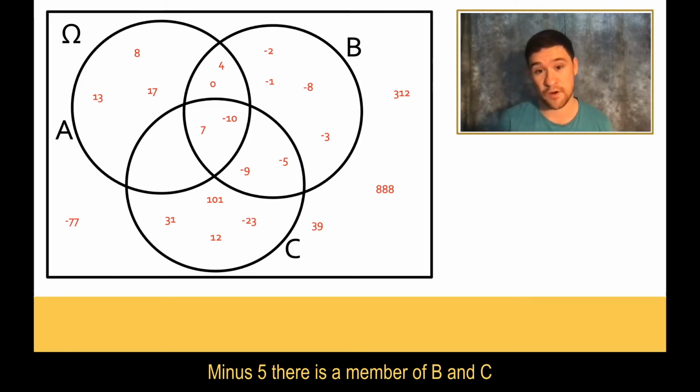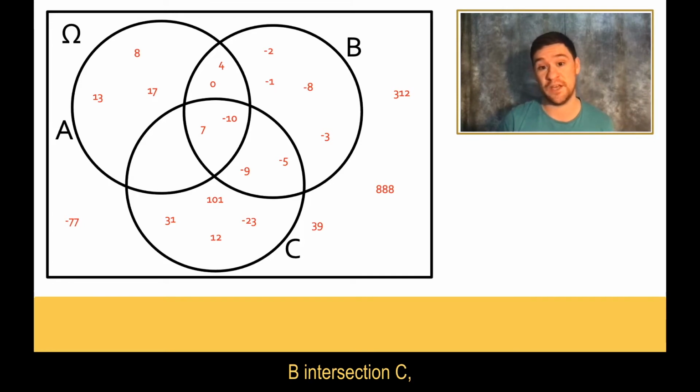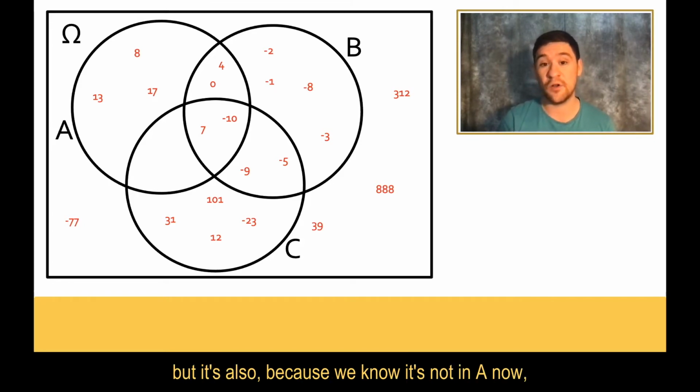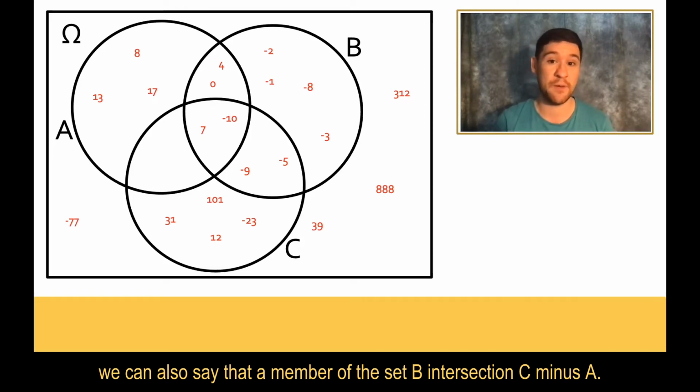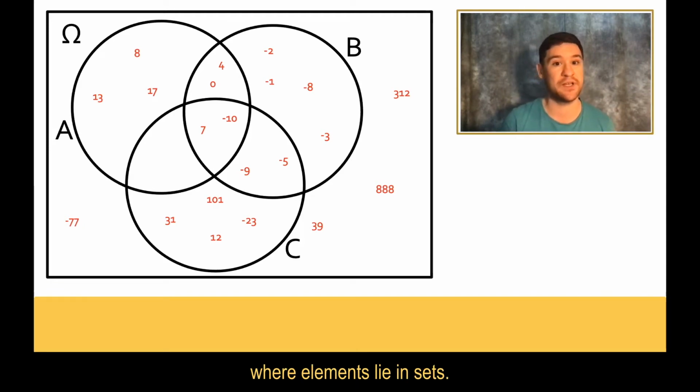-5 there is a member of B and C, but not a member of A. So it is a member of the set B intersection C, but because we know it's not in A, we can also say that it's a member of the set B intersection C minus A. So this can be a useful way to represent where elements lie in sets.